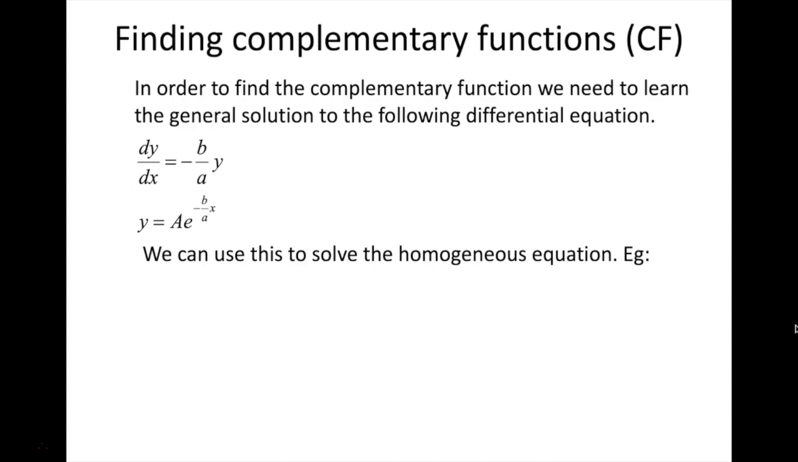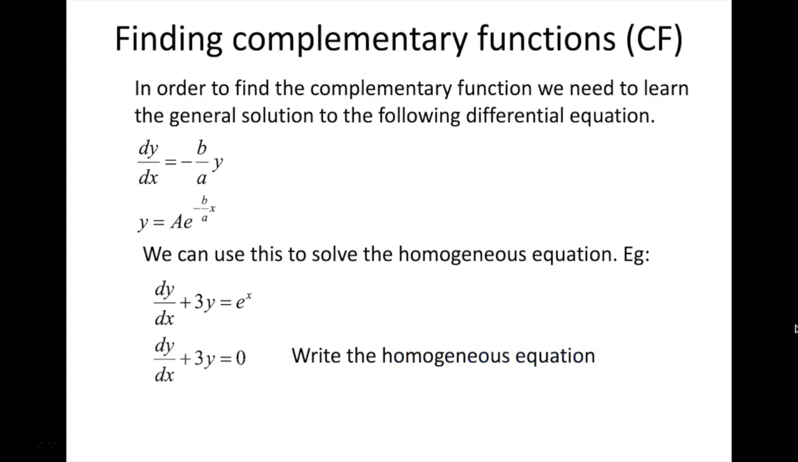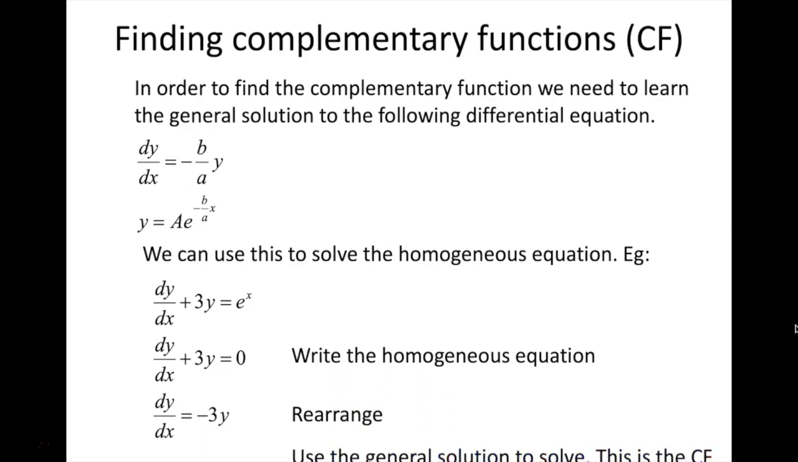Let's take an example. We have the differential equation dy dx plus 3y equal e raised to the power x. Let's write the homogeneous equation down: dy dx plus 3y equals 0. And then we can rearrange it to solve for y. And so we get the complementary function y equal a e raised to the power negative 3x, where a is an arbitrary constant.